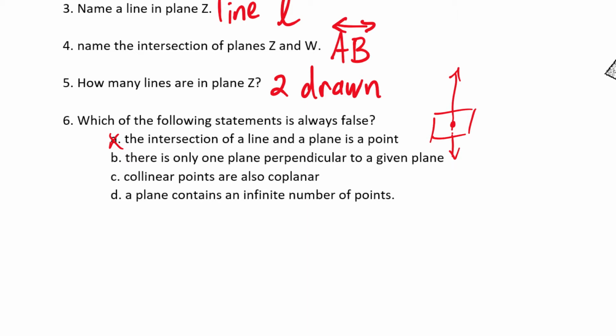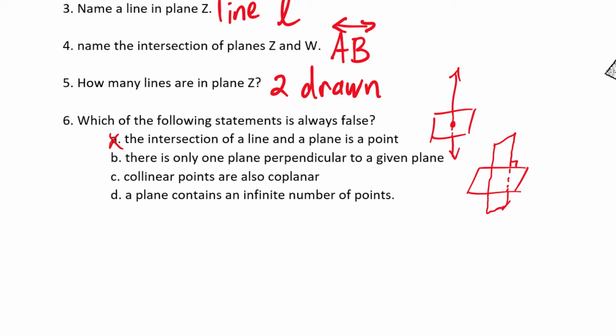Okay, B says there's only one plane perpendicular to a given plane. So if you have this plane, then you have another plane that's like, whatever, like this, where it's 90 degrees right here. Is there only one plane that's perpendicular to another plane? Yes.